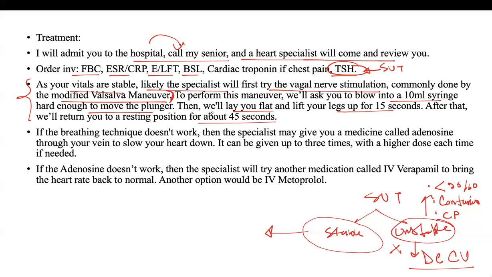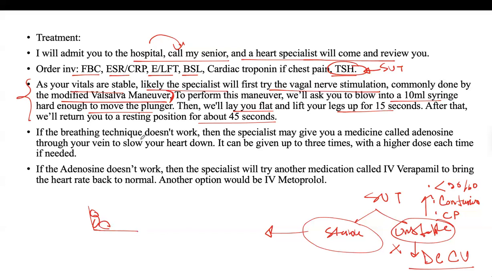This is the most effective vagal nerve stimulation according to the RACGP guideline and also according to the eTG guideline. So that's what we normally follow in Australia as well. So blow into a 10 ml syringe, move up the plunger, lay the patient flat, lift up the leg, and then after 15 seconds, put the patient back to the original position, which is the recumbent position, which means this. So the patient can go back like this, okay?